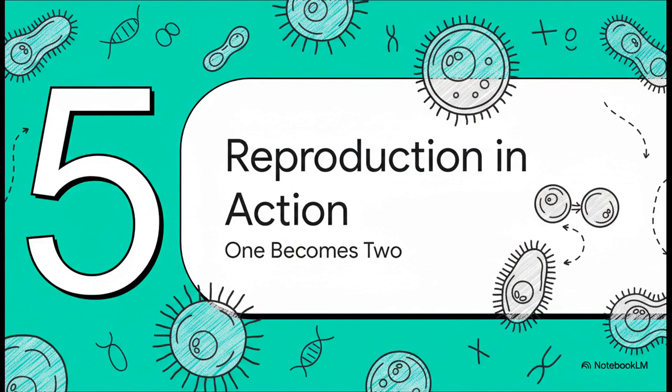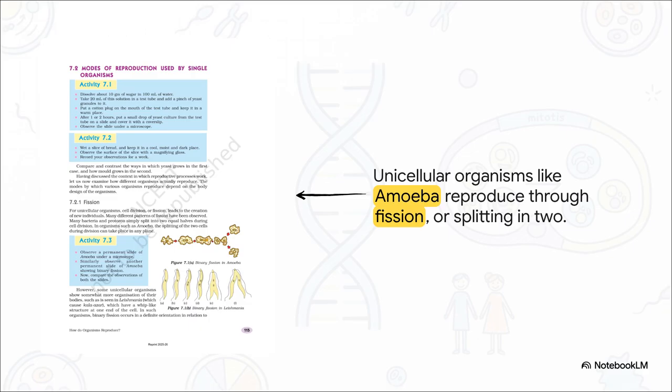So, we've talked about the why and the tiny details of what's happening inside the cell. Now let's see how this whole process of copying and dividing actually looks in some of the simplest organisms out there. For a lot of single-celled organisms, like the amoeba you see here, reproduction is pretty straightforward. It's a process we call fission. Basically, the cell grows to a certain size, copies its DNA, and then just splits in two. And just like that, you've got two new individuals where there used to be one.